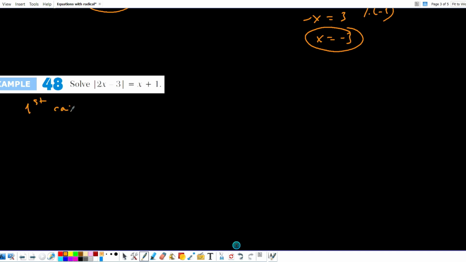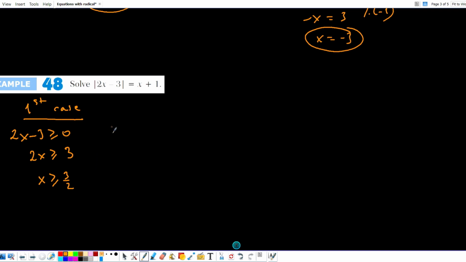First case, if 2x minus 3 is greater than or equal to 0. First, we'll find from which value x has to start. So I will have 2x is greater than or equal to 3, then x has to be greater than or equal to 3 over 2. So x values for this case have to be greater than or equal to 3 over 2.